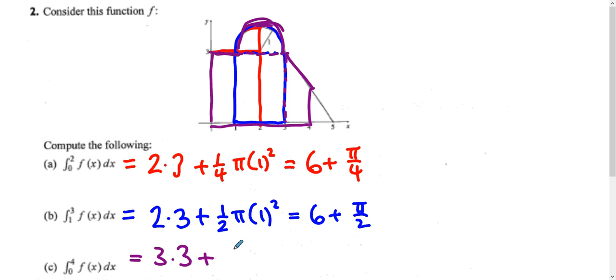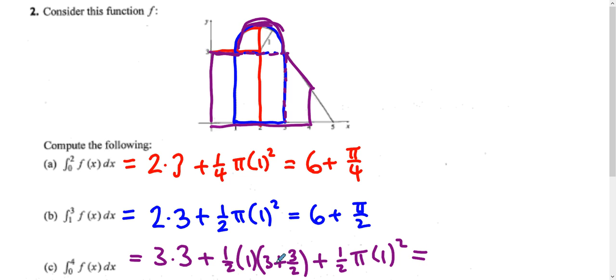The trapezoid, that's half the height times the sum of the bases. Well, this base is 3, and this base is half of 3, because that's 0.3, half of 3, and then the semicircle is exactly what it was before. So this is 9 halves times a half is 9/4. And that's 9, that's 36/4, so that's 45/4 plus pi over 2.